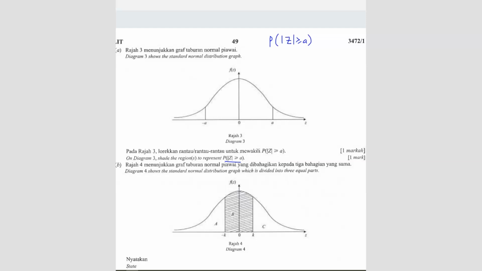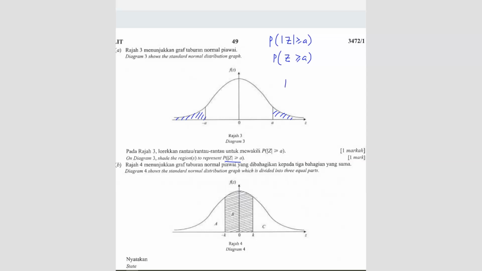Because if the question gives you it like this, then obviously it's only on the right, correct? Because it's more than A. But now there's a modulus. So because there's a modulus, you have to shade both sides.